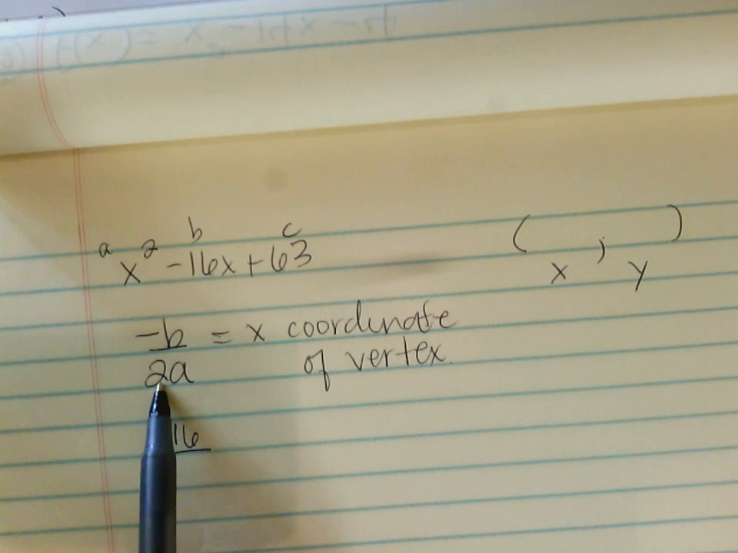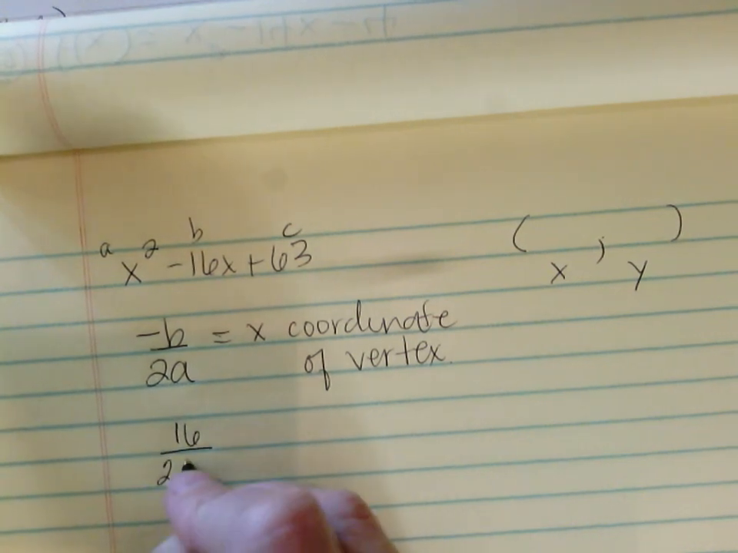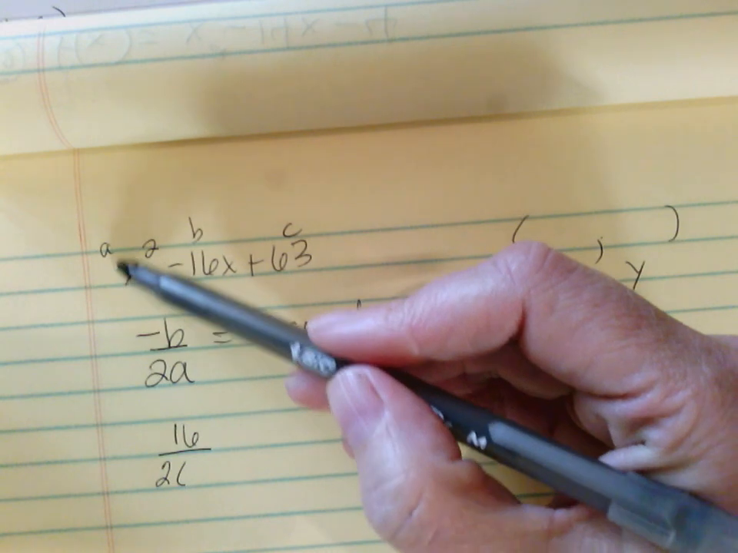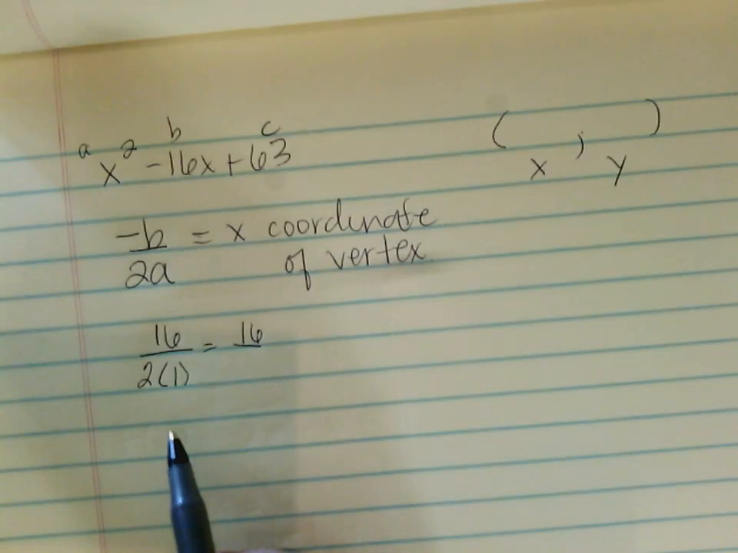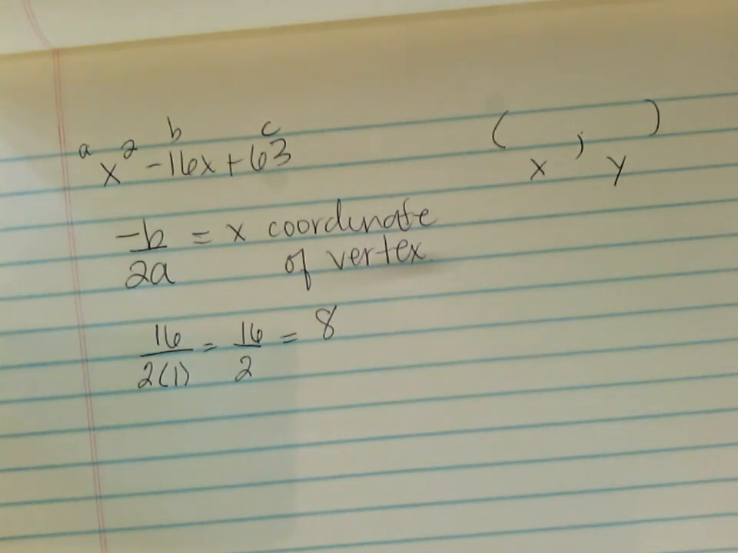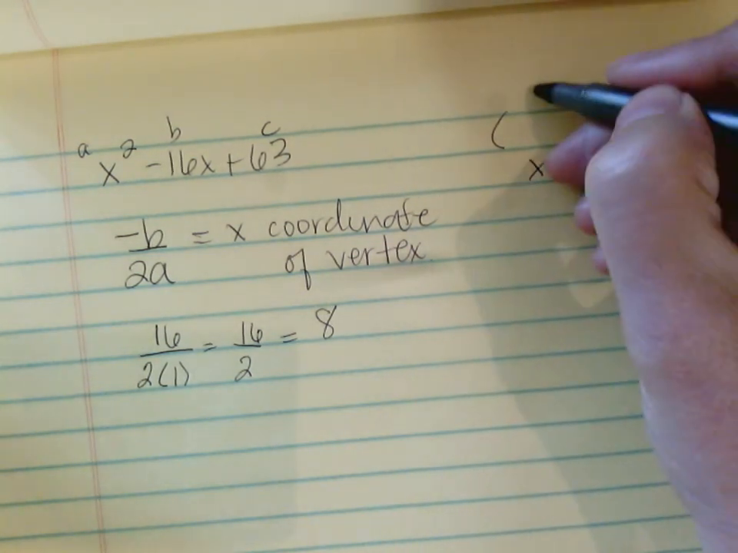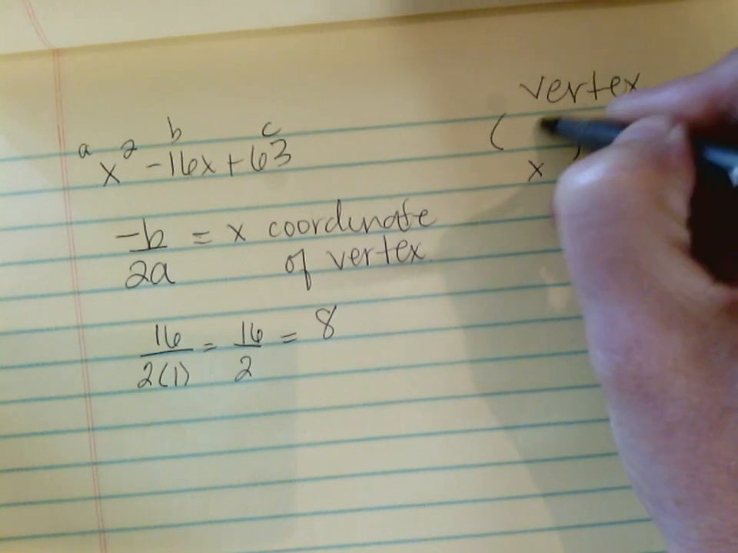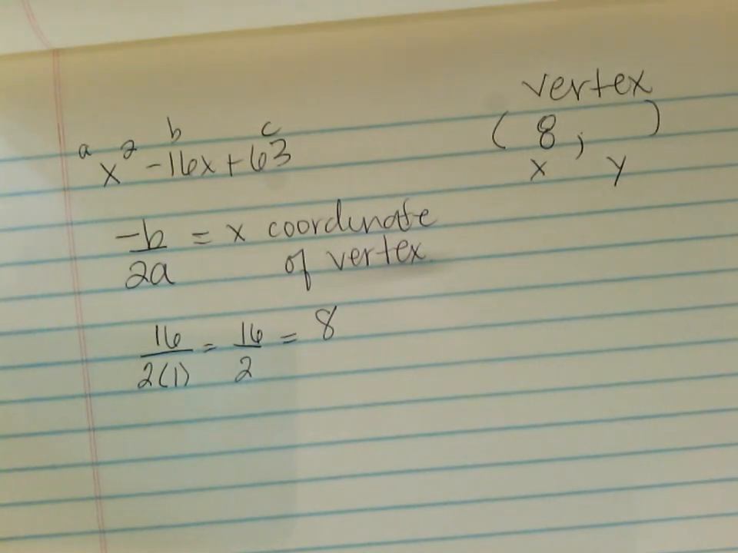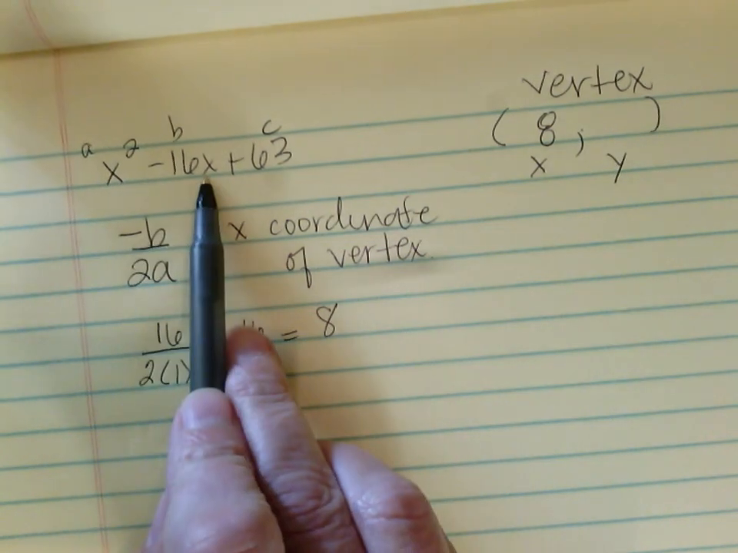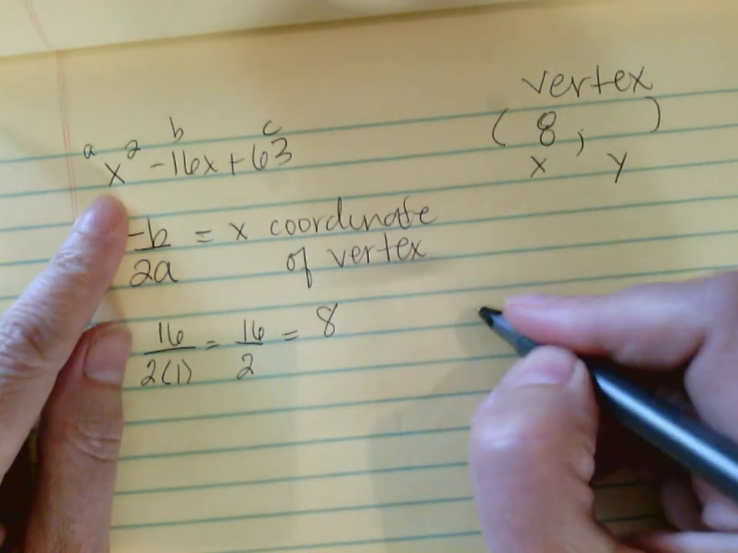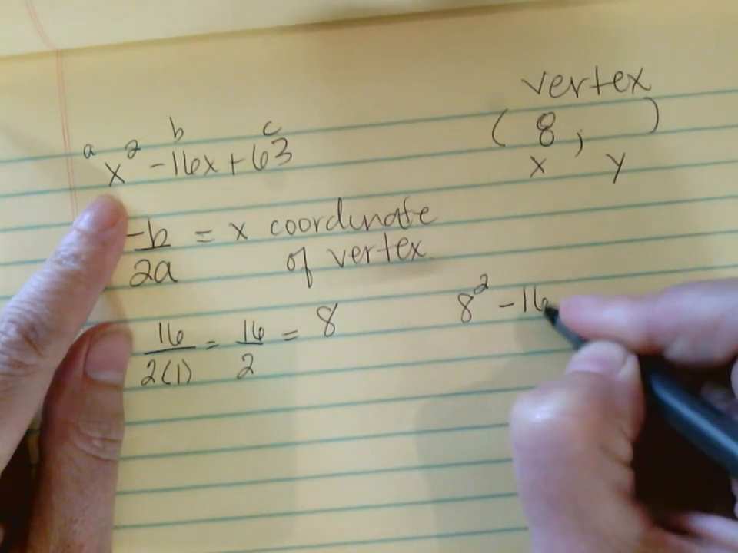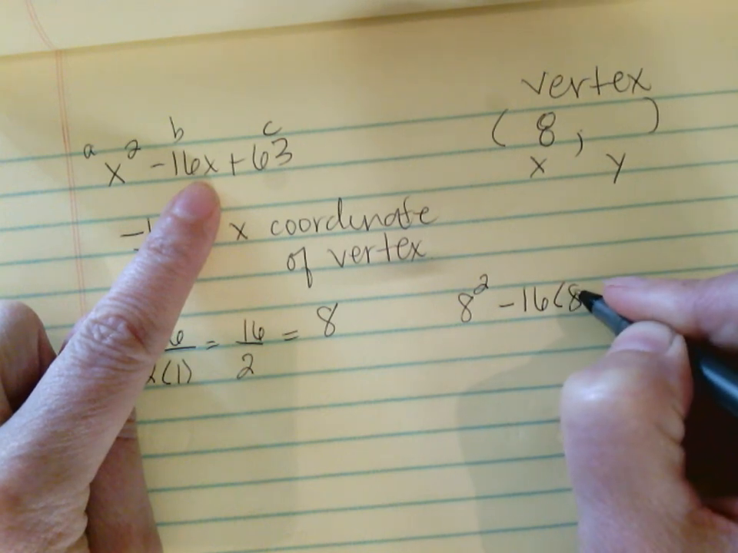Then over 2 times a. So in this case, it'll be 2 times, my a is 1. So now I have 16 over 2 times 1 is 2. And then 16 over 2 is 8. Which means the x coordinate of the vertex for this function is 8. Well, once you know the x, then you just plug it in to the function in everywhere you see an x. So you'll have 8 squared minus 16 times 8 plus 63.